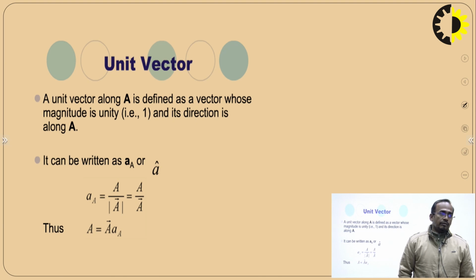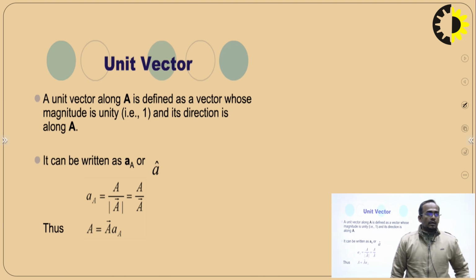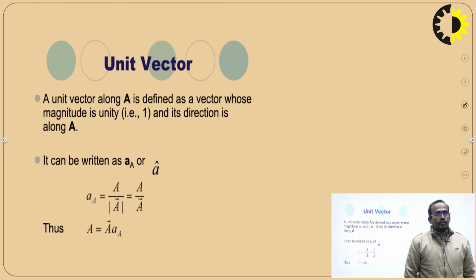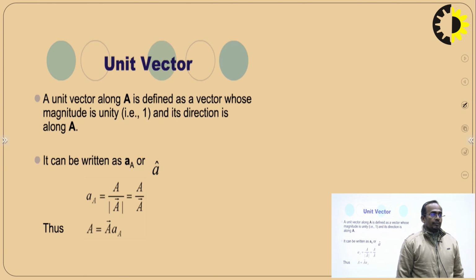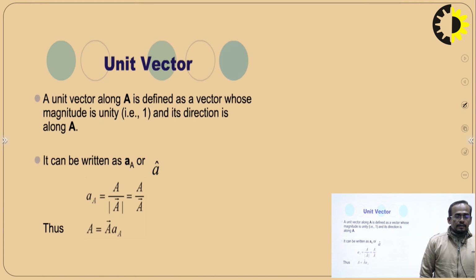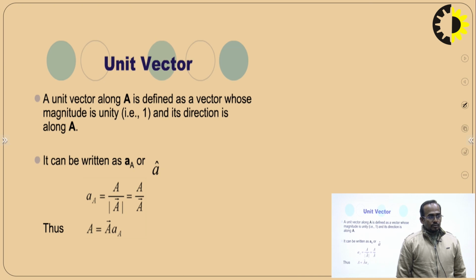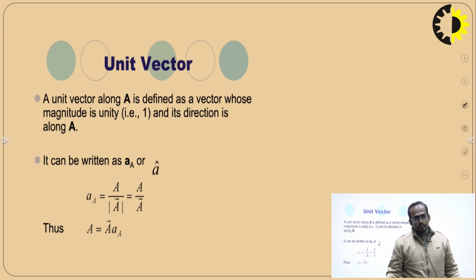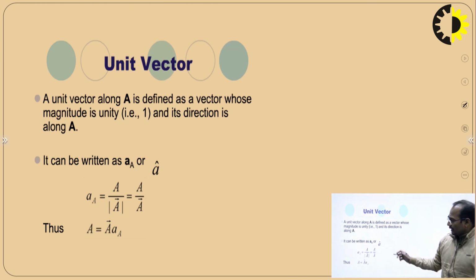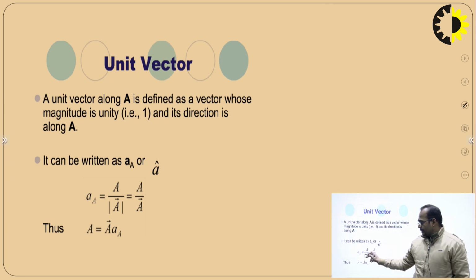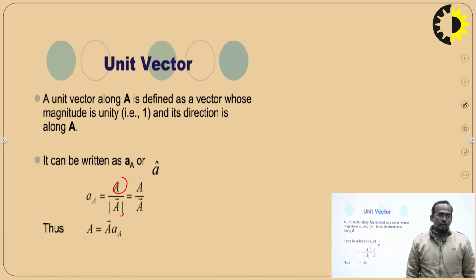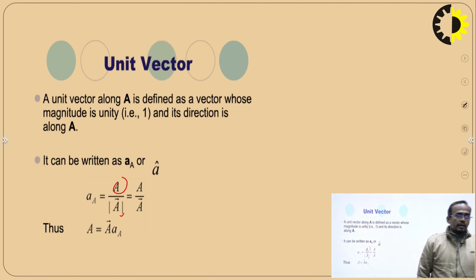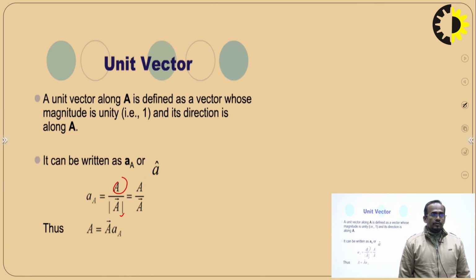Now what is a unit vector? A unit vector along vector A is defined as a vector whose magnitude is unity and whose direction is along the direction of vector A. Mathematically, you can write the unit vector A cap is equal to vector A divided by its magnitude. In this way we can represent the unit vector.